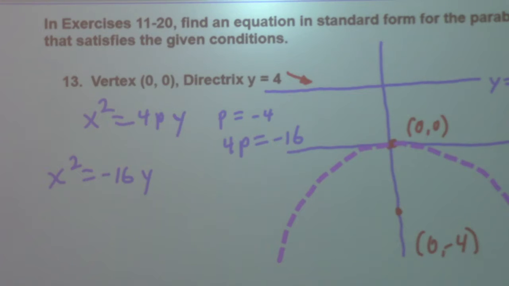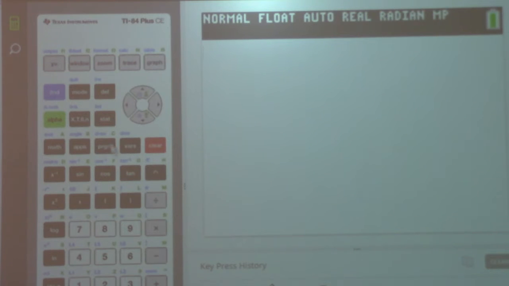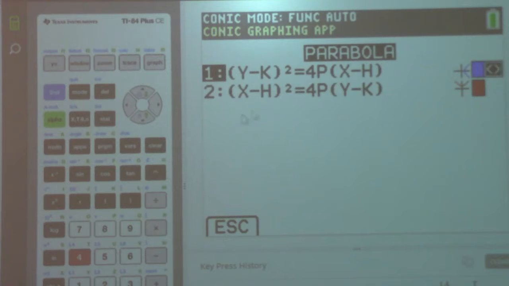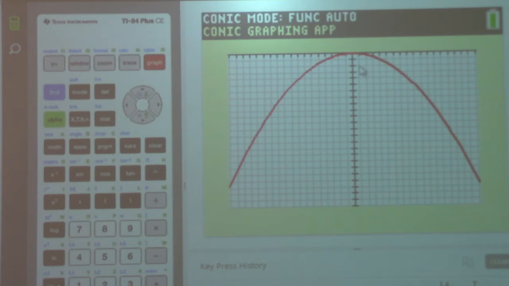And then one thing is corroboration. We have this in our calculator. So we go to our apps, and I'm going to go to conics, parabola, and we're going to use the second one here, 4p. So we have h is 0, k is 0, p is -4, right? And then we graph. It looks like this. And let's see if it tells us where our focus is. Well, they already gave it to us.